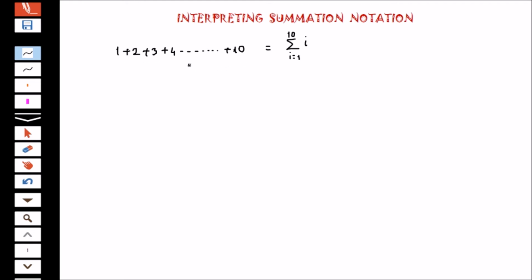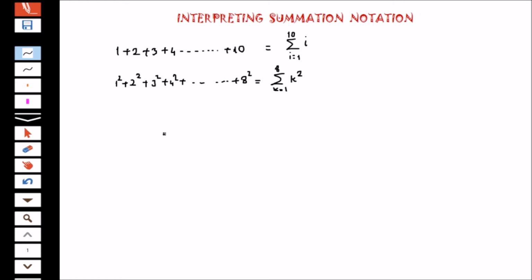an addition of 1 to 10. Another example, 1 squared, 2 squared, 3 squared, 4 squared until 8 squared. Again, use the sigma notation. Let's say the index is k now. Index is k until 8, and I have to write here k squared.